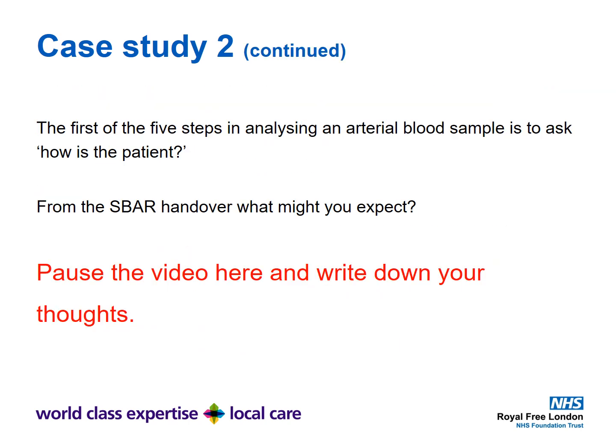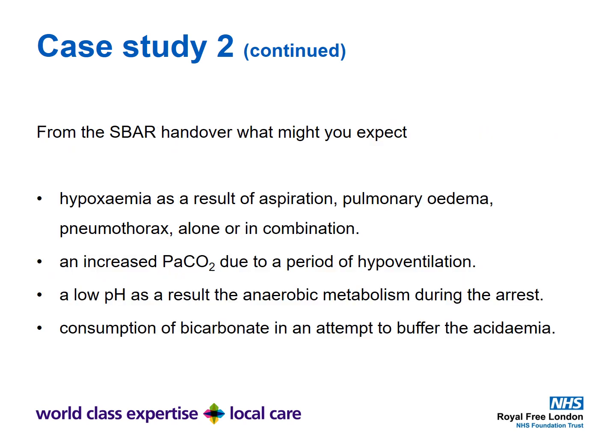So of course you have a rough idea about how the patient is. This is someone that's been in cardiac arrest, so think about what that's going to do and what might have happened to the patient and what their respiratory and metabolic state might be like. So pause the video here and think about what you might expect on a patient's arterial blood gas. So the patient is going to be hypoxic as a result of likely aspiration as seen in cardiac arrest, pulmonary edema, pneumothorax from chest compressions, alone or in combination.